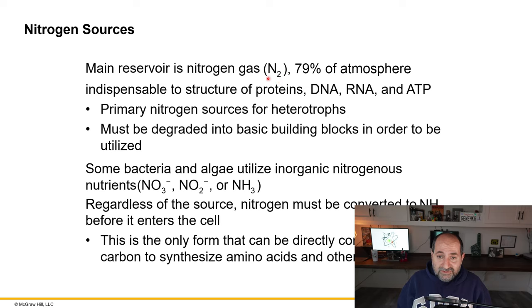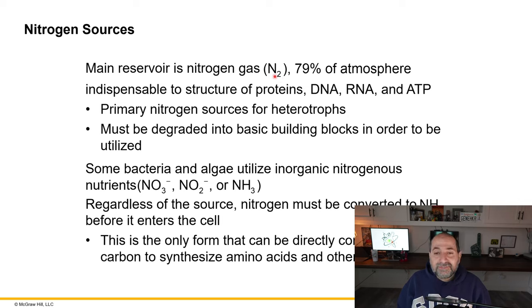Some organisms can actually take nitrogen from the air, and that's a good resource. And the air is actually a great source of nitrogen, seeing as how 79% of the atmosphere is basically made up of nitrogen. So some organisms can actually capture nitrogen from the air, and these are known as nitrogen fixers.